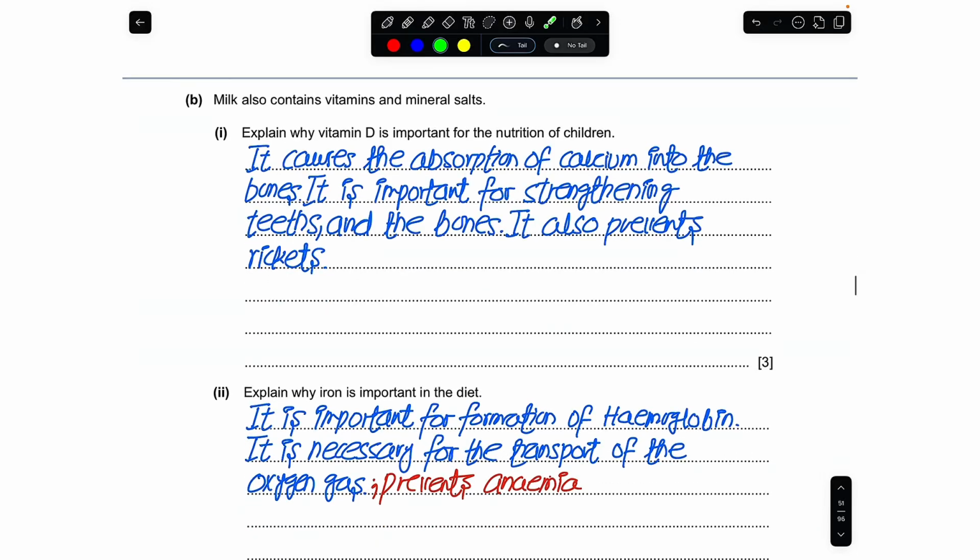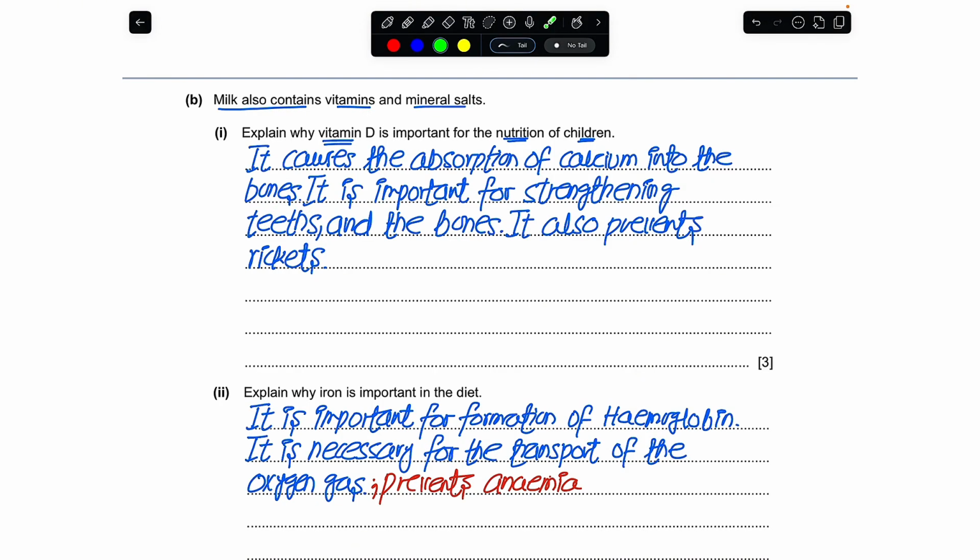If I were to come here to the B part of it, they ask that milk also contains vitamins and minerals, and they are asking for the importance of vitamin D to be included in the nutrition of the children. Vitamin D is important because if I am taking calcium but not taking vitamin D along with it, the absorption of the calcium would be compromised. So vitamin D brings about the absorption of the calcium into the bones. At the same time, vitamin D is important for making the teeth and the bones strong.